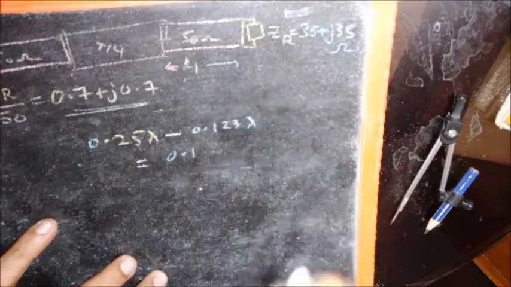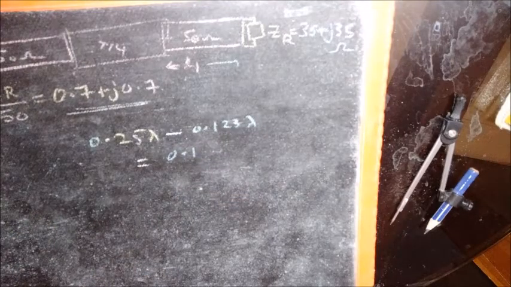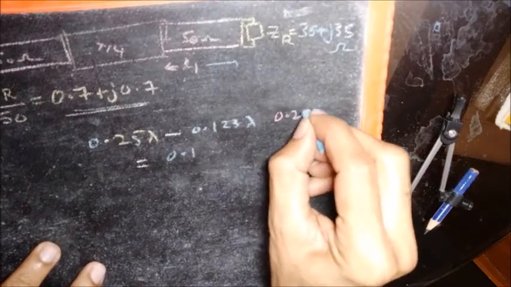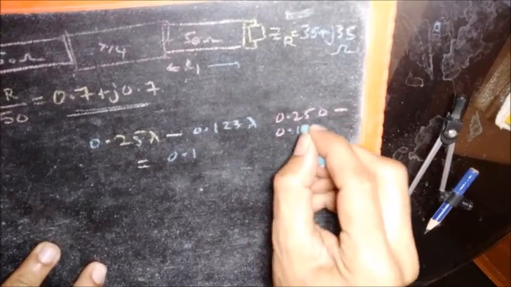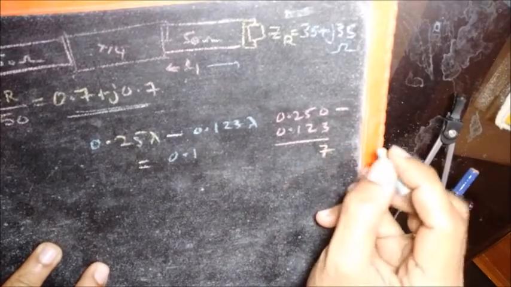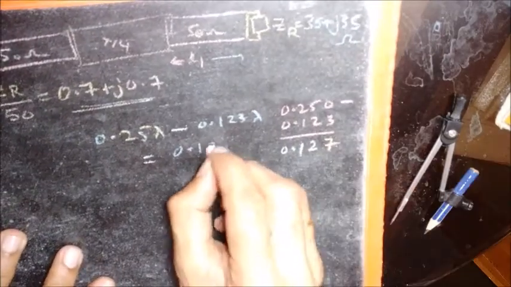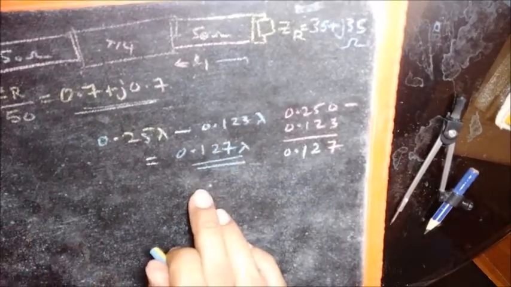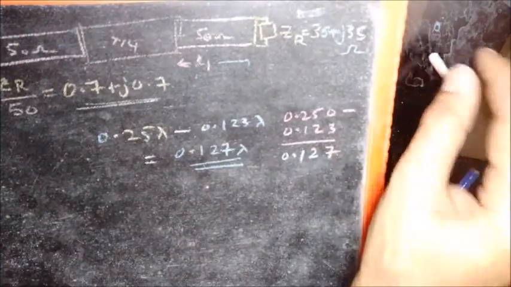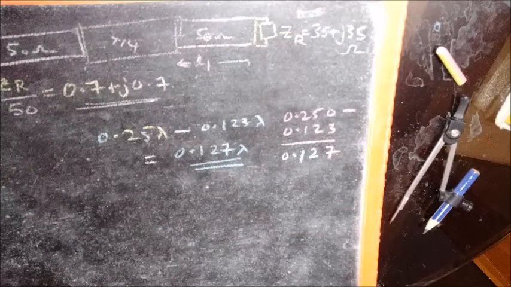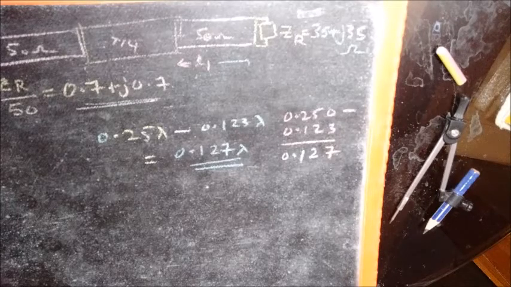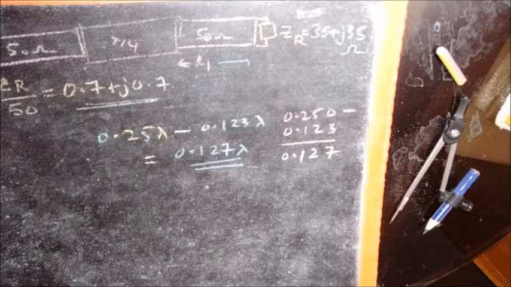You can calculate this quickly here. If you have a calculator, you can do it faster. This minus 0.123, I get 0.127. So we can see that it is 0.127 lambda, which is extremely close to what we got through our analytical method previously, where it was 0.126 lambda, and here we are getting it as 0.127 lambda.